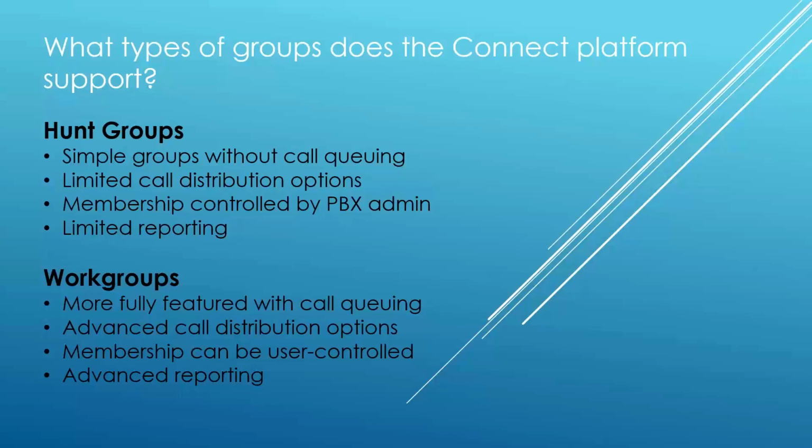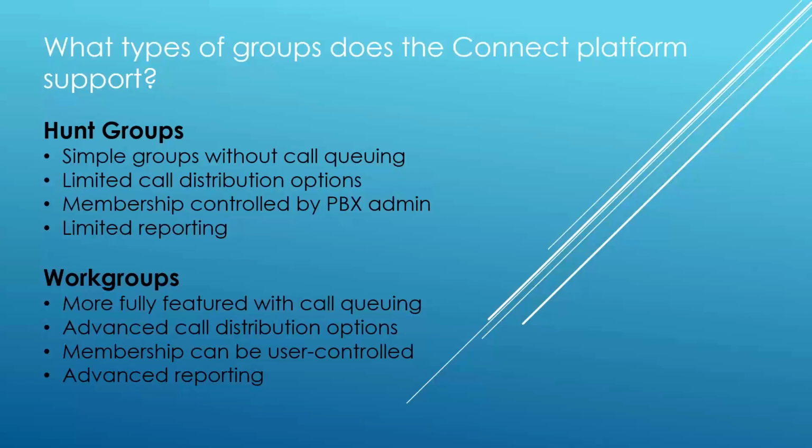We won't send the call to the same person over and over first. And then the most fair option, least idle call routing, which will just send the call to the agent who's been idle the longest, or longest idle call routing, excuse me. And then finally, membership can be user controlled with a work group. With some licensing we'll look at in a minute, we can allow our agents to log themselves in and out of a work group with the license for the Connect client to do that.